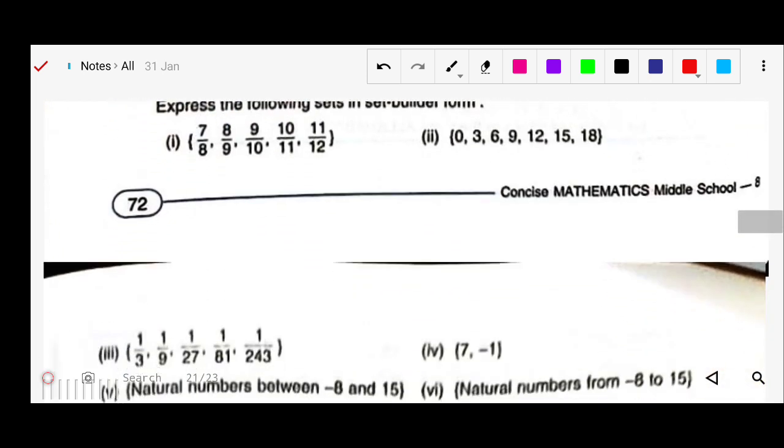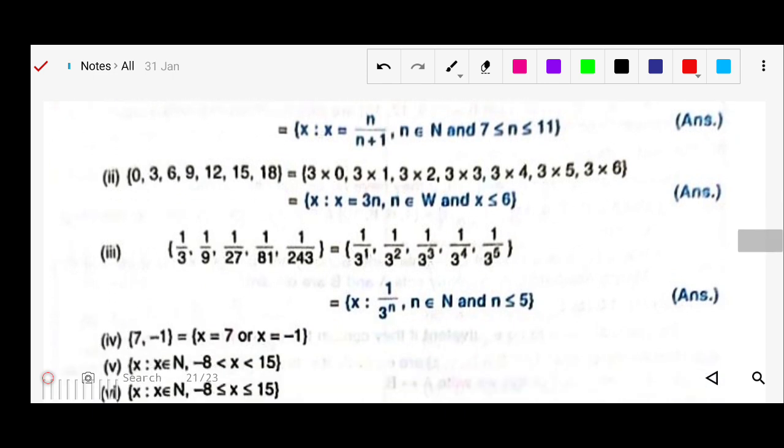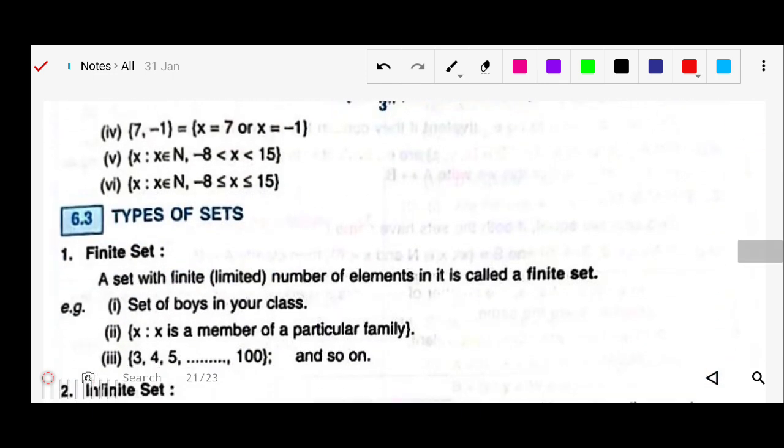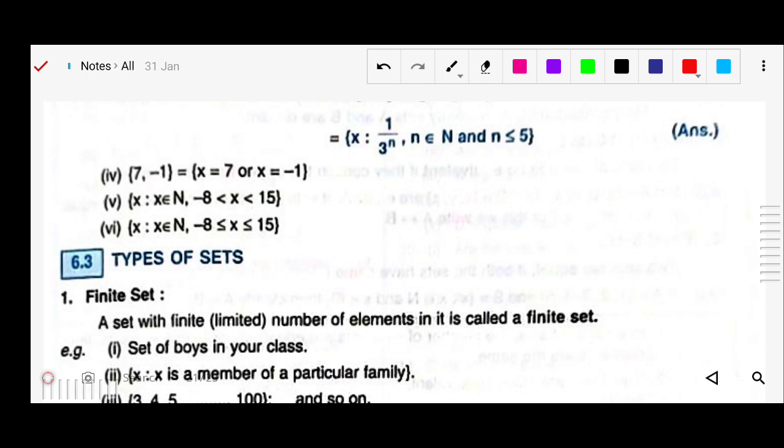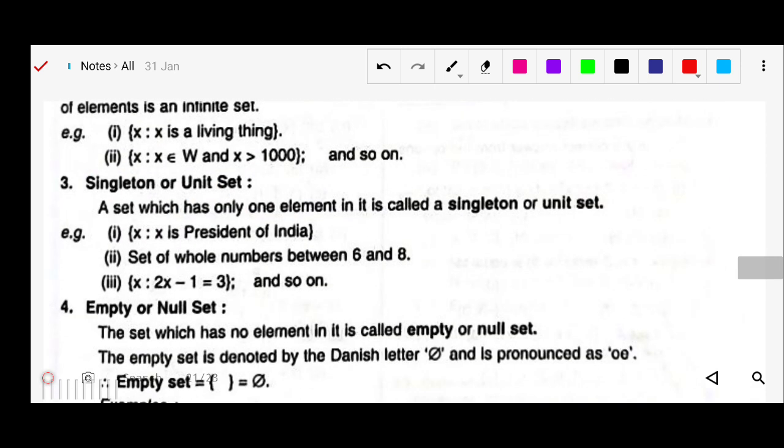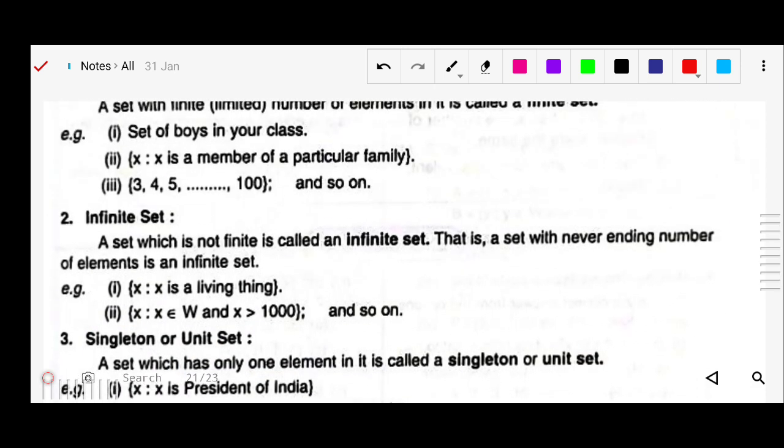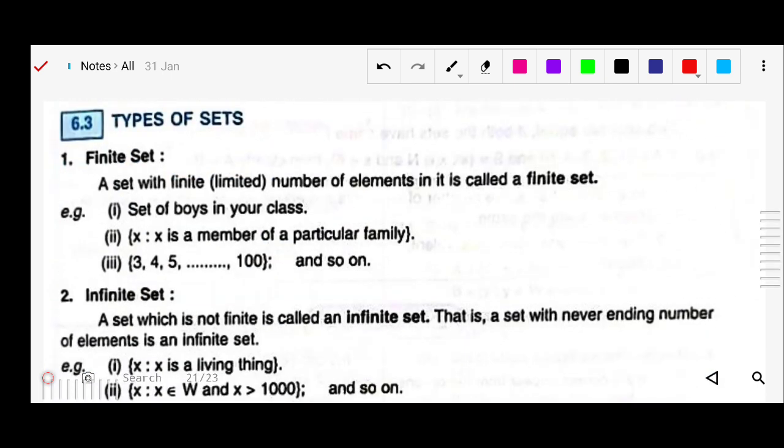Now there are some types of sets that we will see. First type is the finite set. Finite means the number of elements is finite, like the set of boys in your class. This is countable, that is, you know how many boys are there in your class, that is called a finite set. Suppose 10, 15, this is possible.